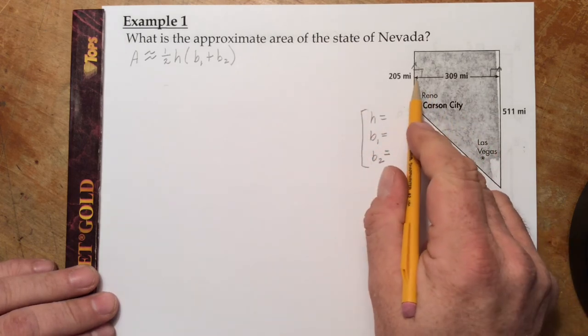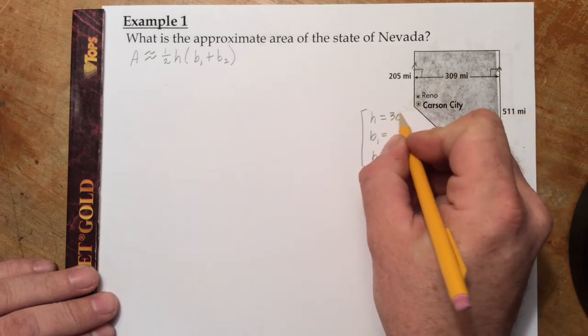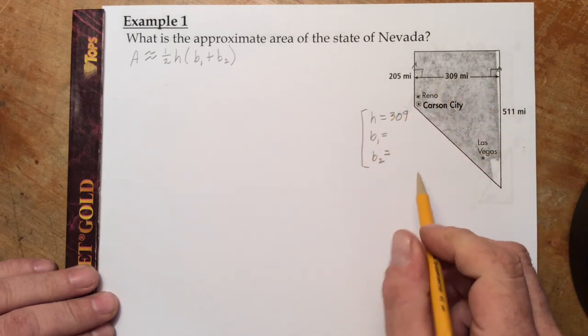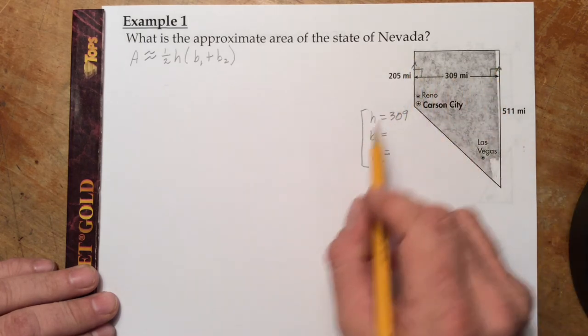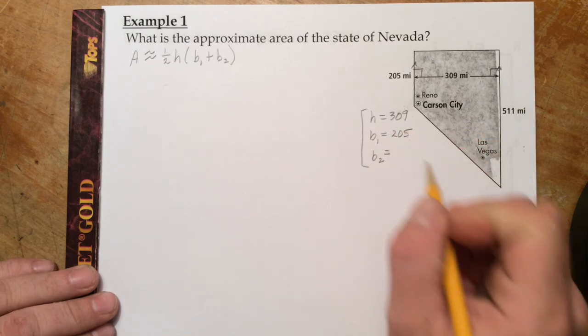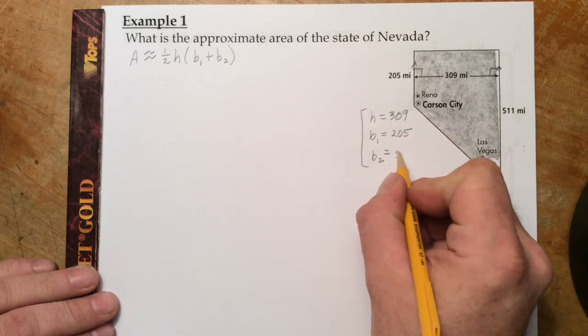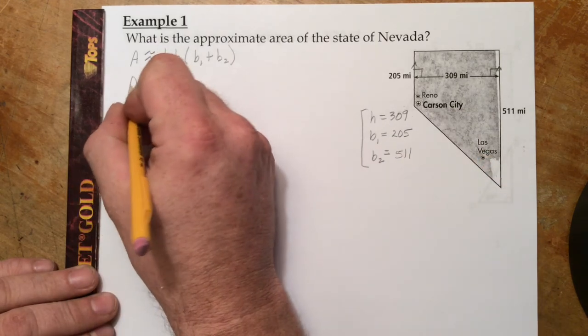For the height is between the two bases, perpendicular. That's 309 or 309 miles. Doesn't matter whether B1 is 205 or 511 because we're adding them. So 205, I'll let B1 be, and 511 miles for B2. At this point, we substitute in values.